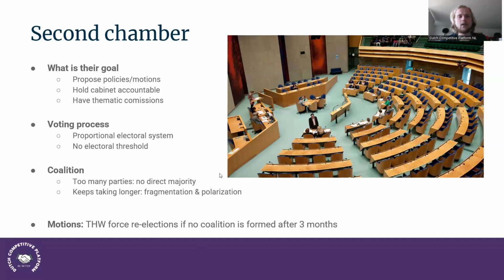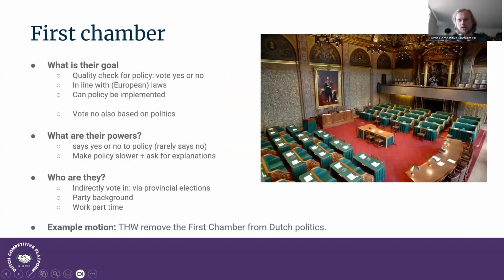So that's just the second chamber. So let's discuss when a specific policy now gets through and then goes to the first chamber. So what is exactly the first chamber? Just give me a second.